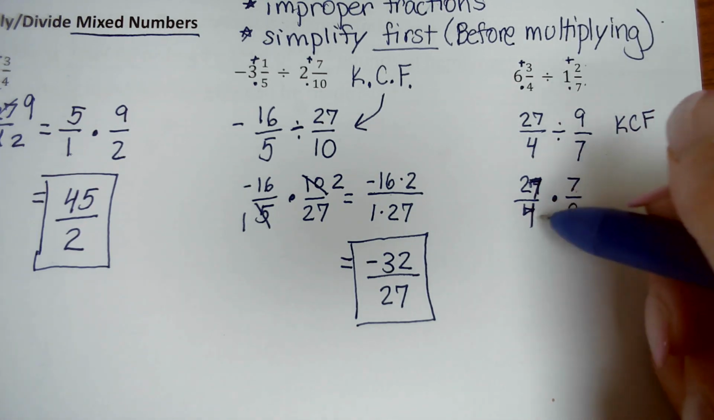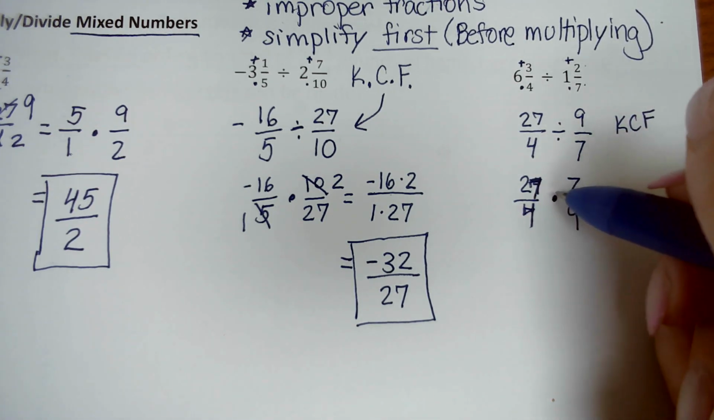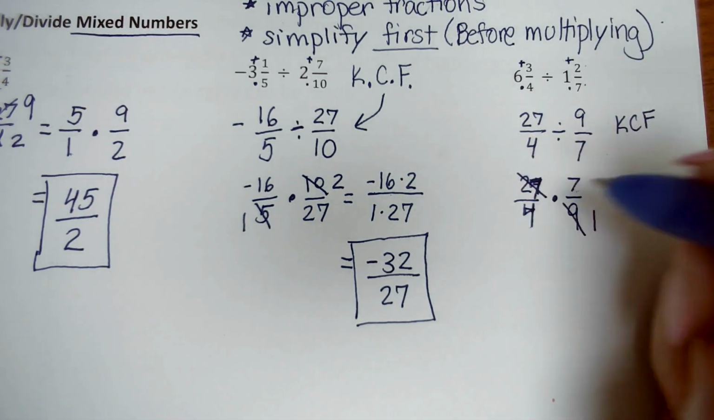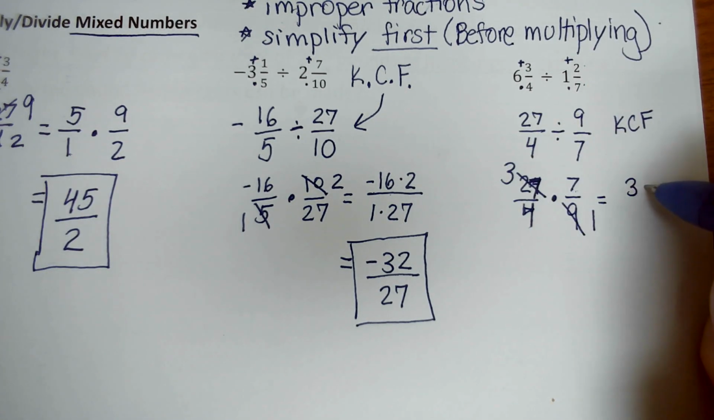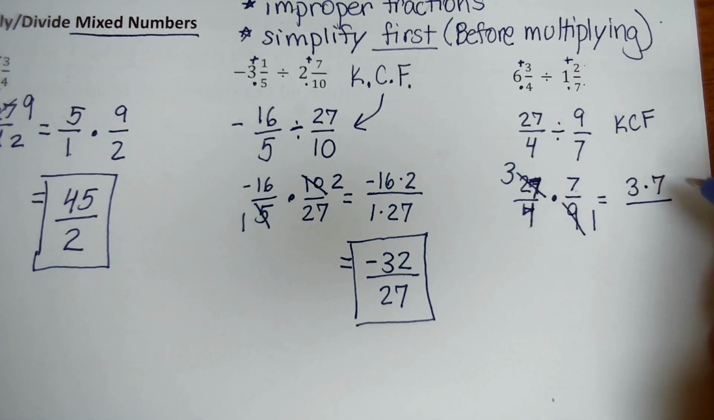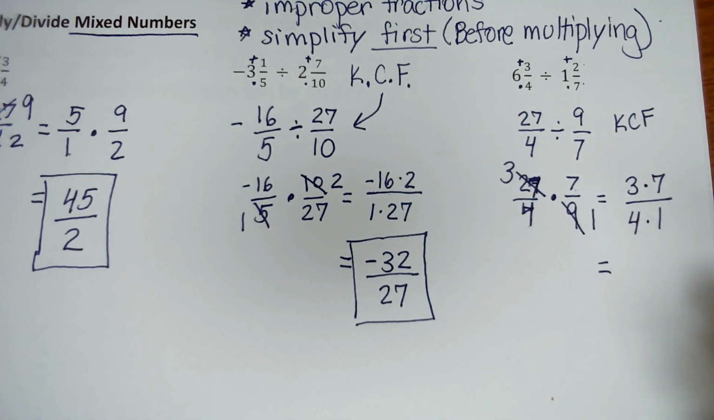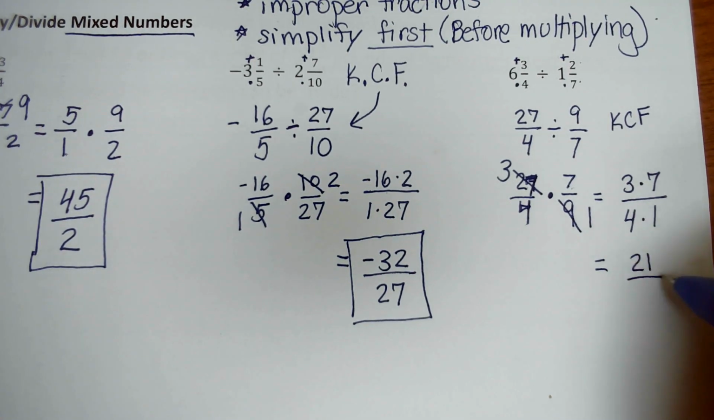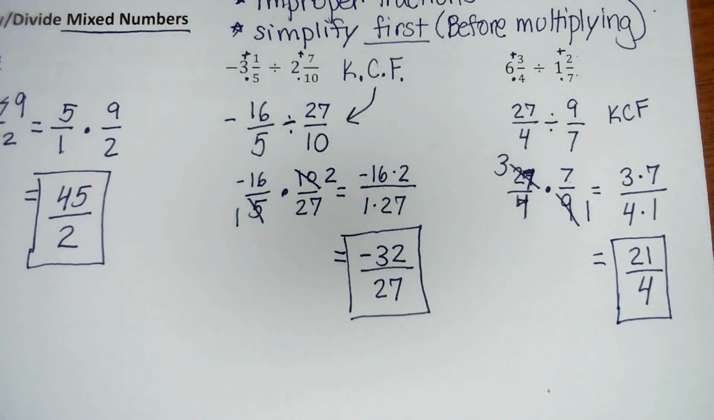Now, I look at my diagonals. 4 and 7 cannot be simplified, but 27 and 9 can. They can both be divided by 9. 9 divided by 9 is 1. 27 divided by 9 is 3. So we get 3 times 7 over 4 times 1. Now we multiply straight across. 3 times 7 is 21. 4 times 1 is 4. So we get 21 over 4.